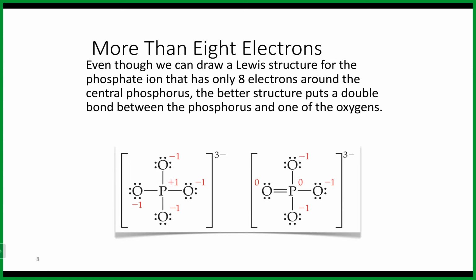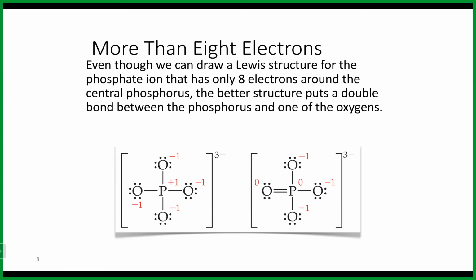But when we look at the Lewis structure for phosphate, if we just did a single bond between the central phosphorus and all 4 of those oxygens, and then just filled in the valence shell of each of them, what we're going to see in that case is it uses the correct number of electrons overall, so it uses 32, and it fills the valence shell of each of them.